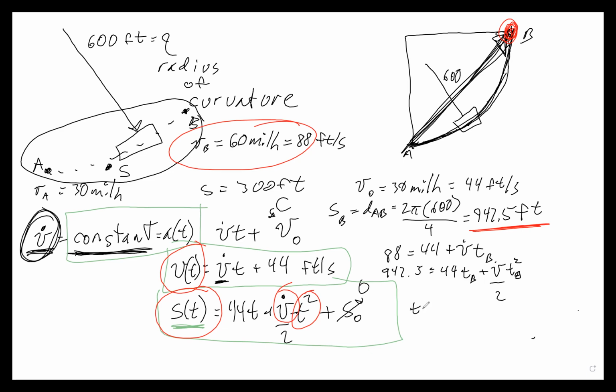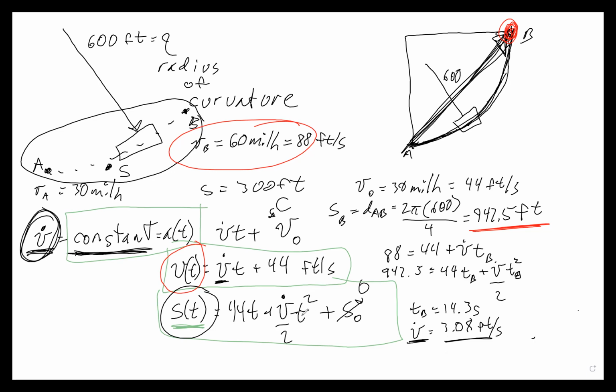Well, the time at B is 14.3 seconds, and v dot is equal to 3.08 feet per second squared. Okay, so the problem is asking us to determine the magnitude of the car's acceleration when the car is located 300 feet along that curved circular path. Well, what did we find? We found the time at B, and we know the distance is going to be 300 feet, and we just found v dot is 3.08. So now we just need the time at the new location, right?